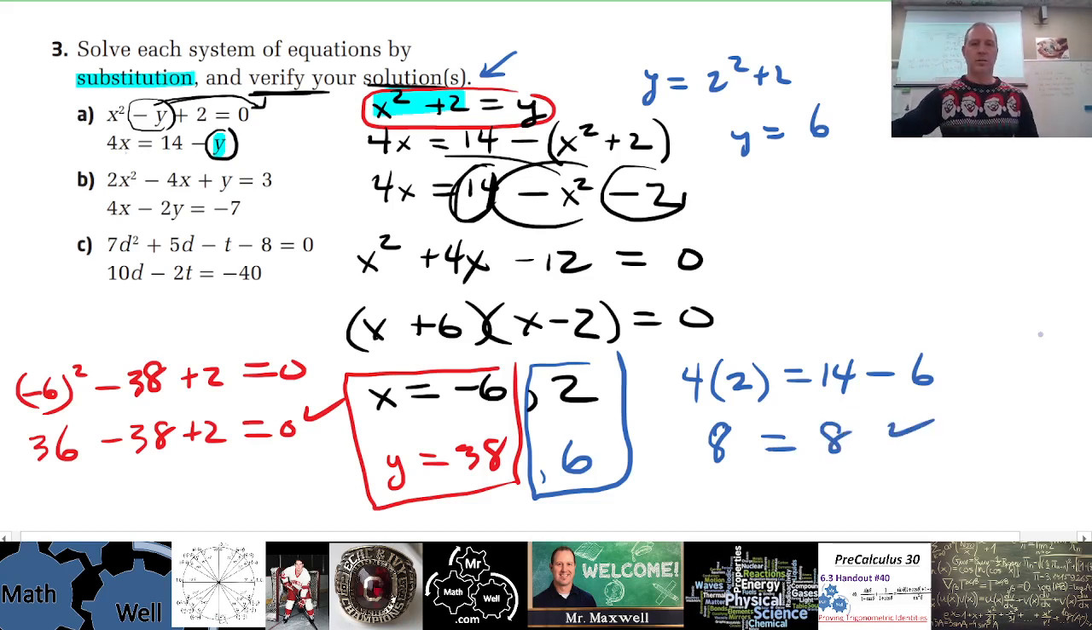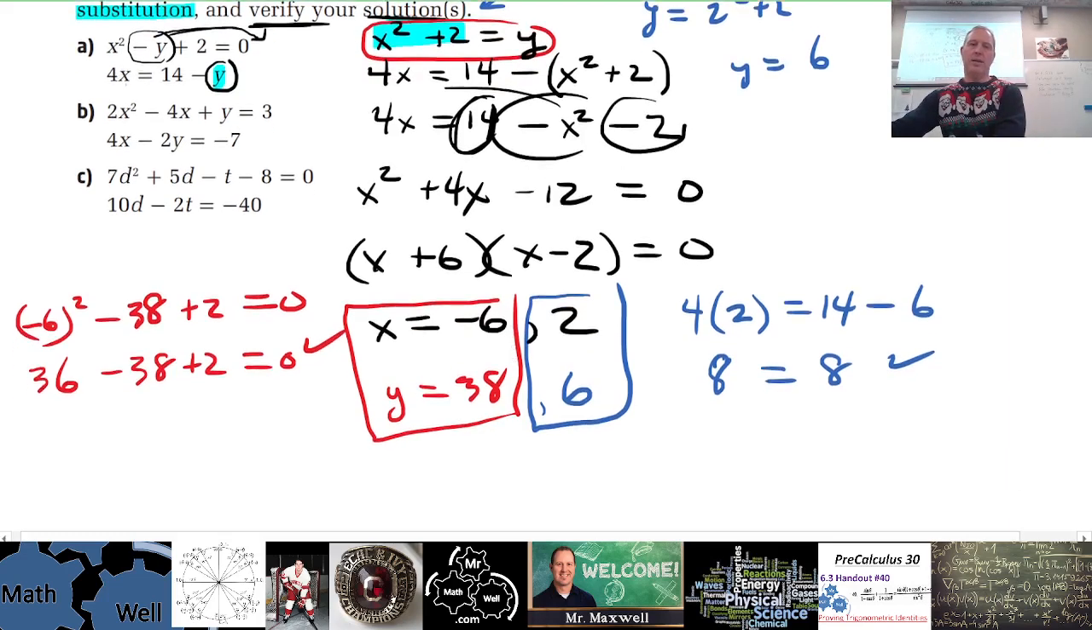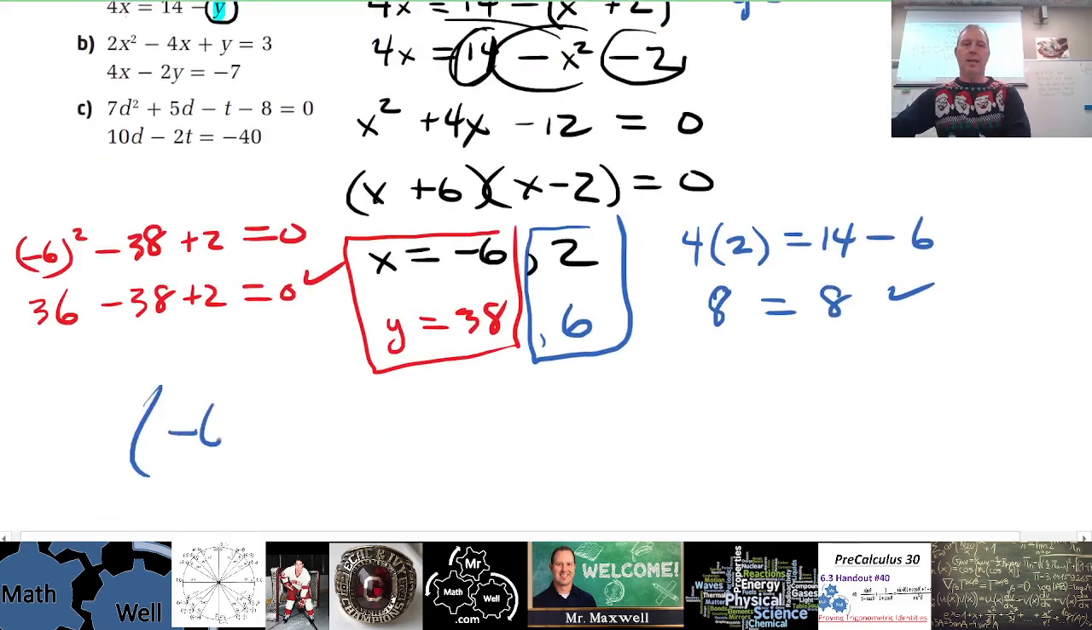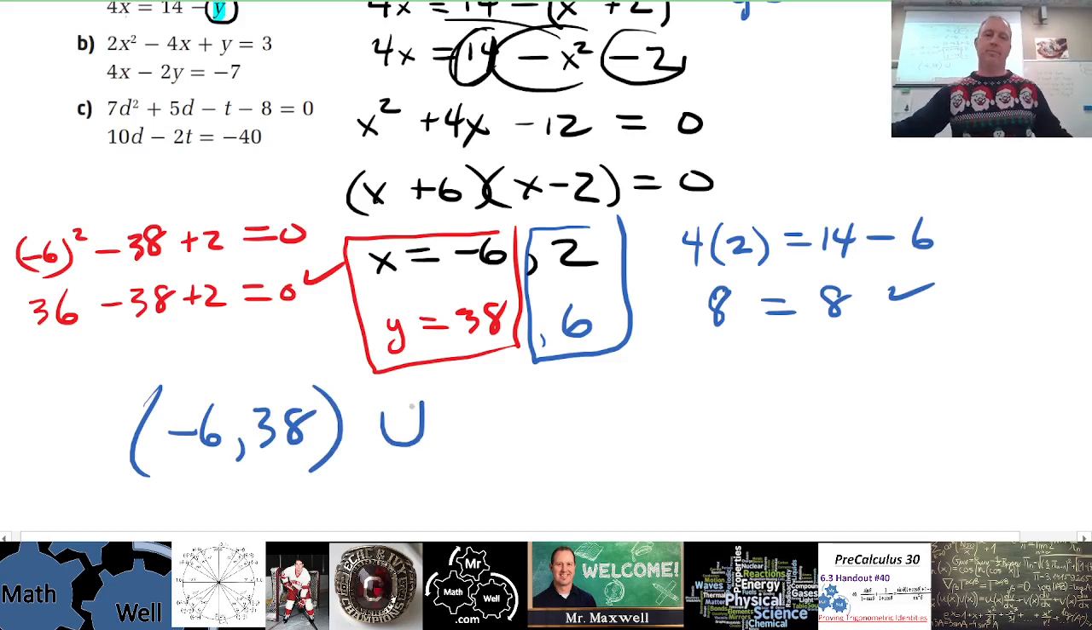So solve each system of equations by substitution, verify your solution or solutions. So it looks like we have two solutions, and that is the pair -6, 38, as well as, and I don't know if I've shown you this before, but this U is a symbol in set theory. It just means in union with, or as well as. That's what I usually use as a symbol, and it's pretty easy instead of words, so it's easy for you guys to do that too. But -6, 38 as well as 2, 6.